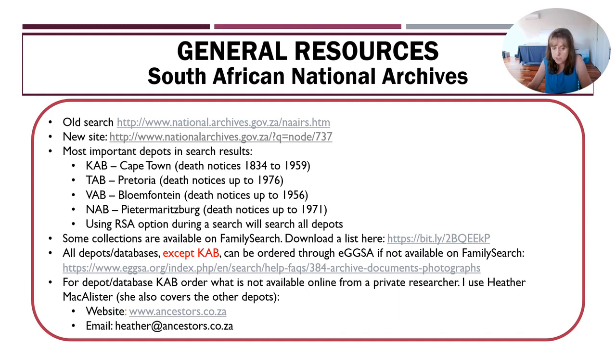Like I've said before, some collections are available on FamilySearch, and you can download a list. All depots or databases except KAB can be ordered through eGGSA if it's not available on FamilySearch, and there's a link for that. For depot or database KAB, you can order what is not online from a private researcher or directly from the Cape Town archives. I use a private researcher, Heather McAllister. She also covers the other depots, and her website is listed there as well as her email address.